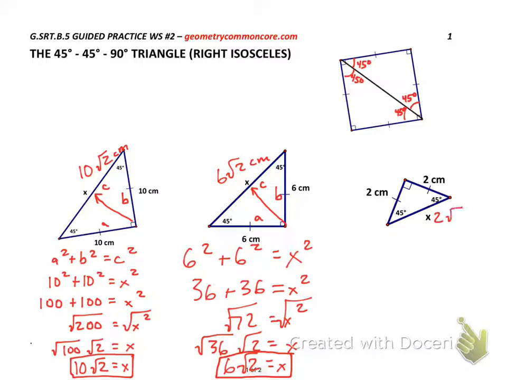All right. Now we can confirm this. Let's go through it really fast. So it's going to be 2 squared plus 2 squared equals x squared. So that's 4 plus 4. So I now have the square root of 8 equals x. Well, the biggest perfect square factor of 8 is 4. So that's square root of 4 times square root of 2 equals x. And the square root of 4 is 2.